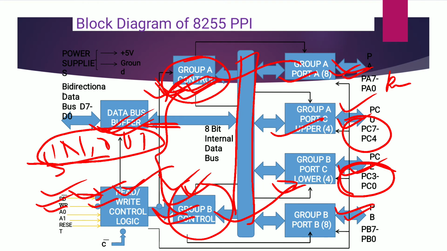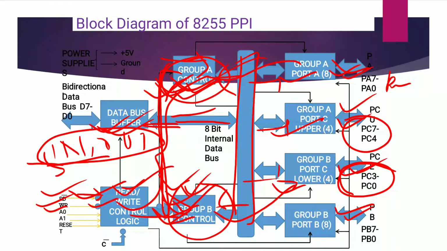Now let's discuss the function of group A and group B controls. Each control block, group A and group B, accepts commands from the read and write control logic. It receives the control word from the internal data bus and issues the proper command to its associated ports, that is port A, port B, port C upper, and so on.